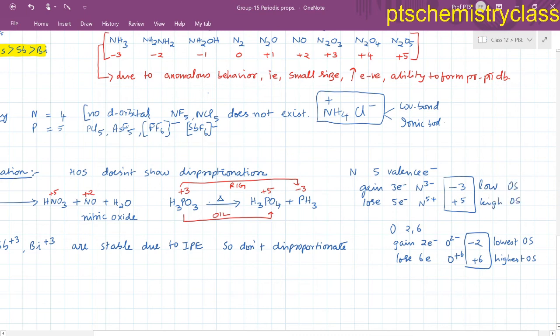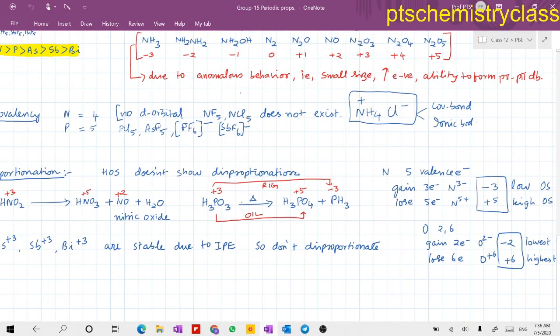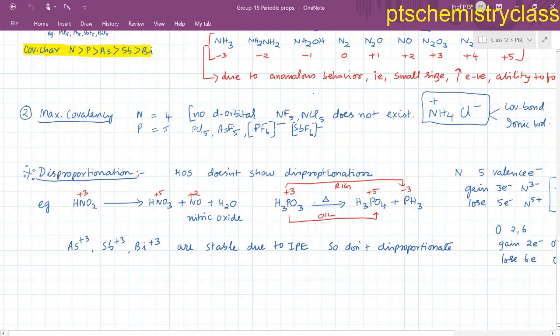Because if nitrogen exists in an oxidation state anywhere in between -3 and +5, then it will show disproportionation. For example, if you take HNO2, the oxidation state of nitrogen is +3 here. So it is in between the lowest and the highest, which means it will show disproportionation. So what question will they ask you? They will give HNO2 with an arrow mark, and you should write the disproportionation product.